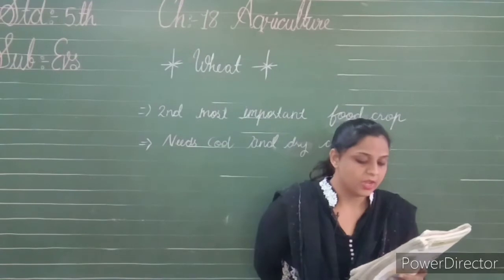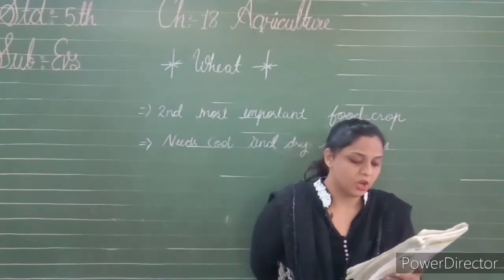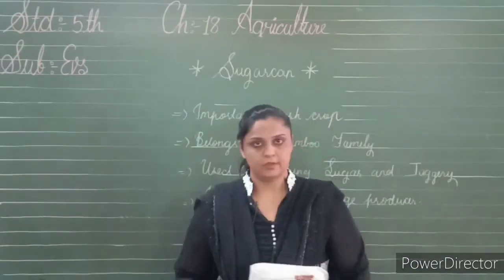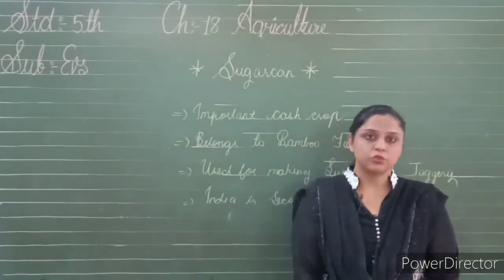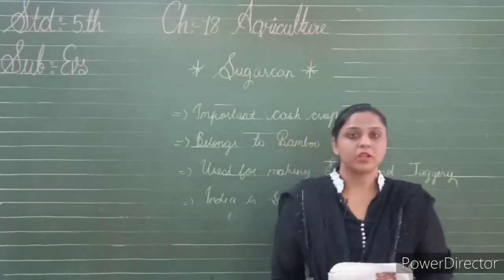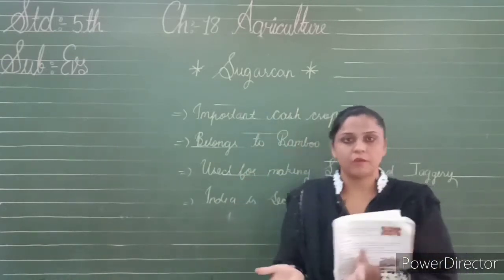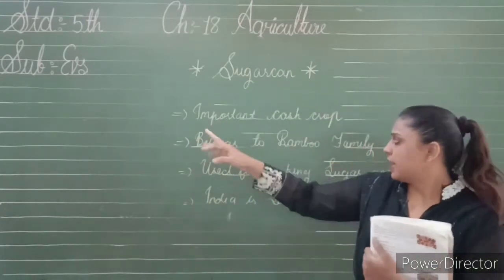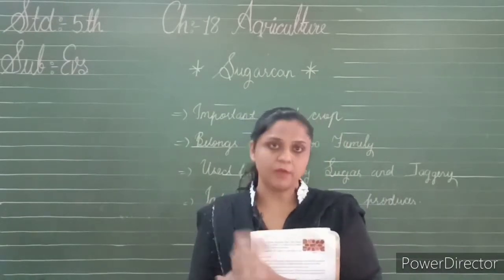Pulses are grown in every part of India, which include gram beans, peas, moong dal, arhar dal and urad dal, etc. Sugarcane. As I told you, sugarcane is a cash crop which is being used for commercial purposes. So what is sugarcane? Sugarcane is long, everybody has seen it, it looks like a bamboo. Sugarcane is a very important cash crop.